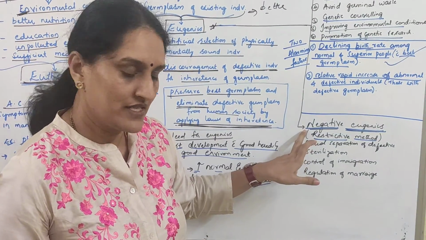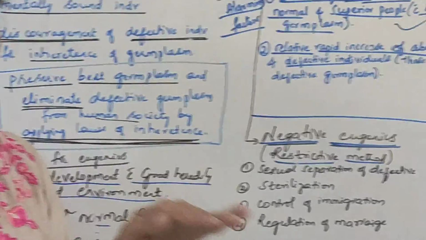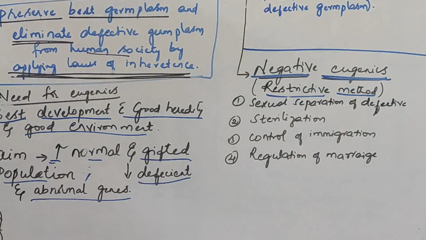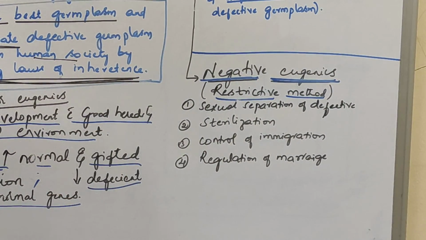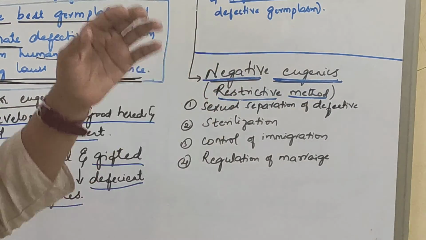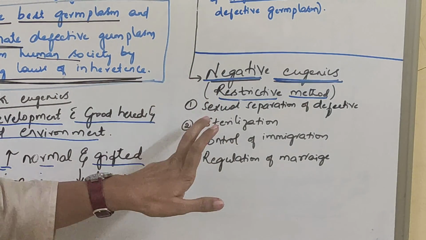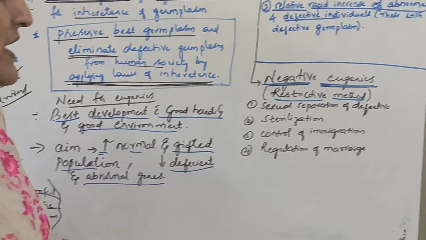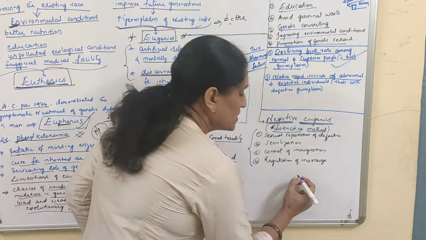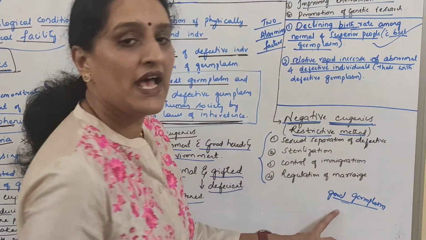Fine. Now next we will see what negative eugenics is. Negative eugenics is also called the restrictive method. What we are trying to do here is restrict the flow of abnormal or defective genes into the gene pool, so that there is no contribution of defective genes to it. We want a gene pool with high eugenic value. So in order to achieve that, we try to suppress or restrict the flow of negative genes into the society. All this is applied to individuals who do not have a good germ plasm, right?